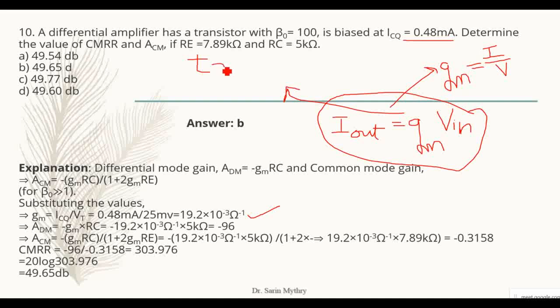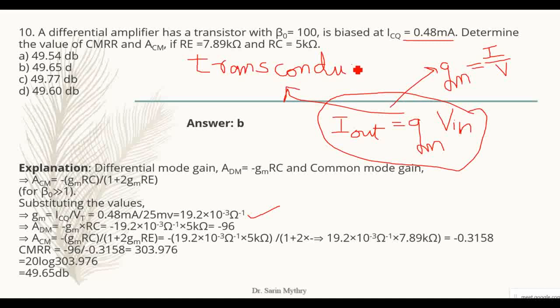It's an opposite to the conductance. So your unit for the transconductance will be 1 upon ohm. Or else simply I can say it is a mho. The unit for the conductor.